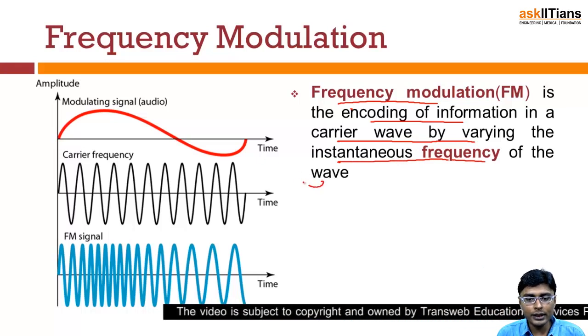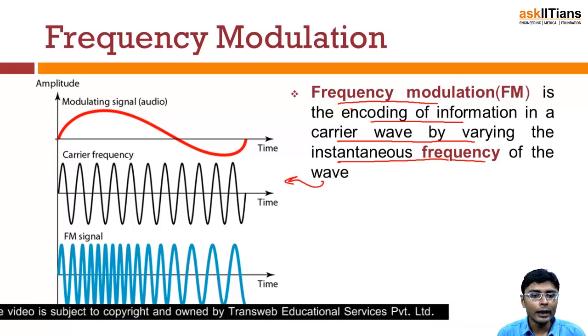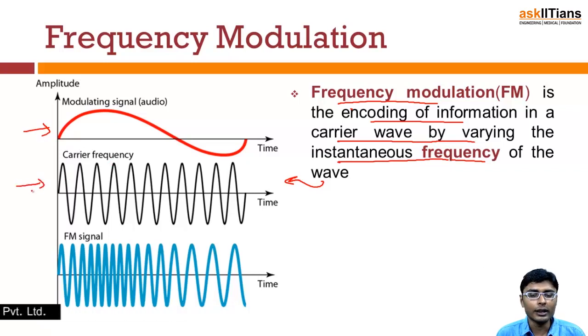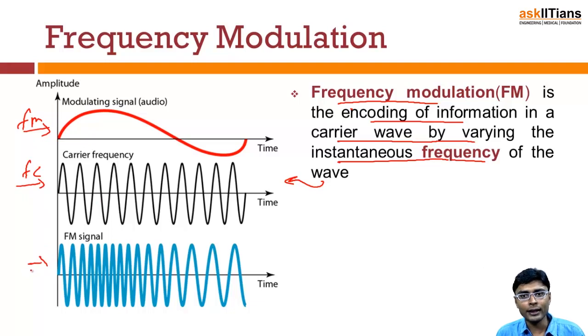We can clearly see this from the diagram. Let's suppose this is our modulating signal and this is the carrier signal, and the carrier frequency is much greater than the modulating signal's frequency. Now this is basically our FM signal, the frequency modulated signal.